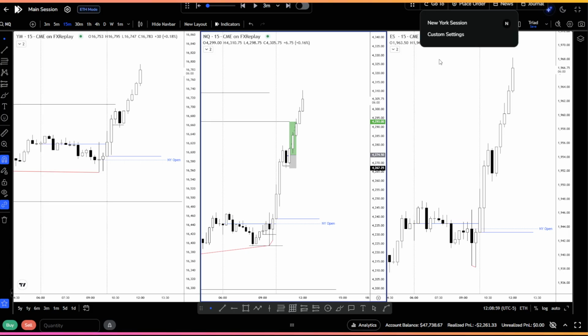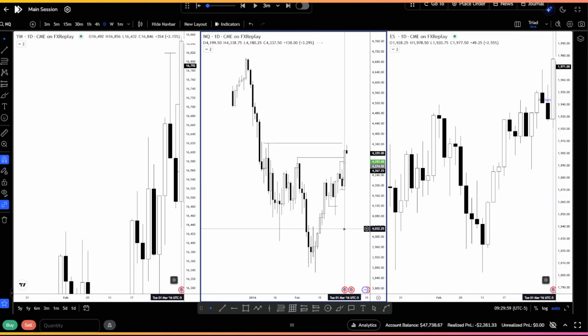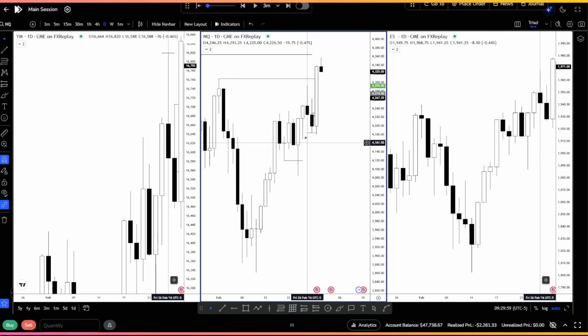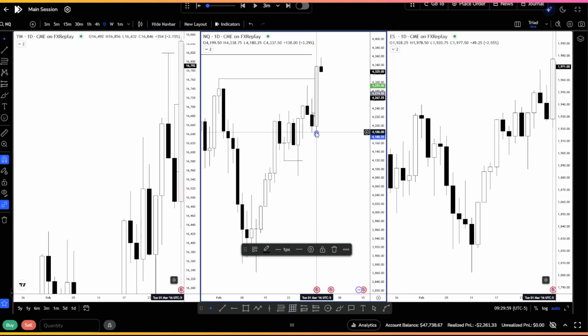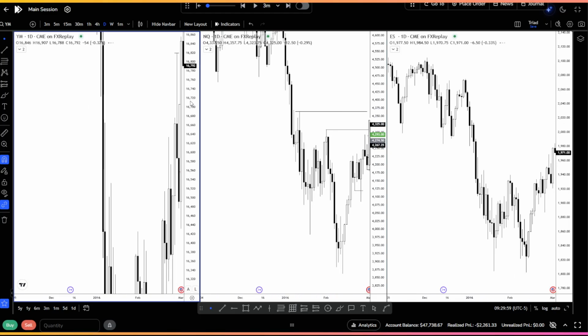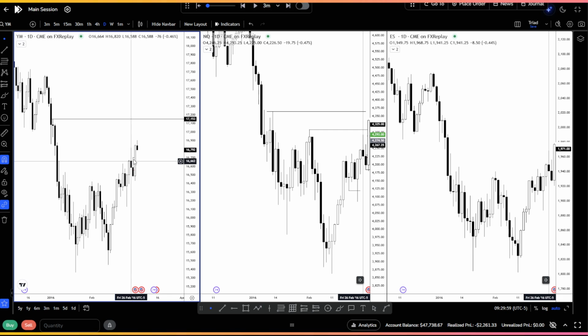Okay, going to the next. As we see, we are failing to manipulate this, and we see that we are very bullish to the upside. I just want to see if we can target anything on YM.